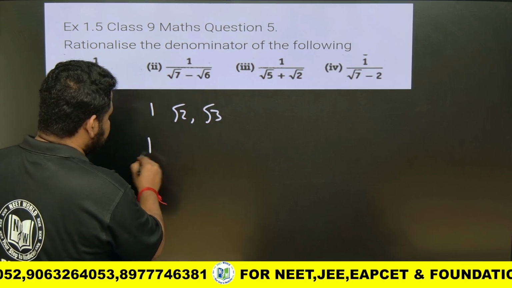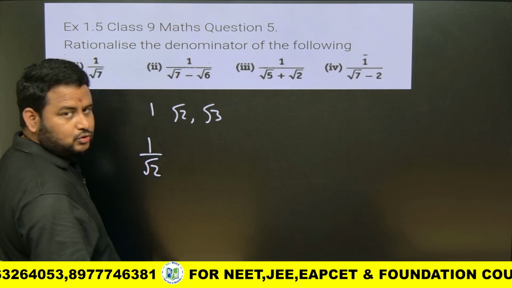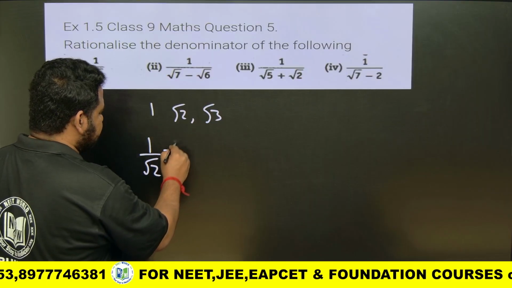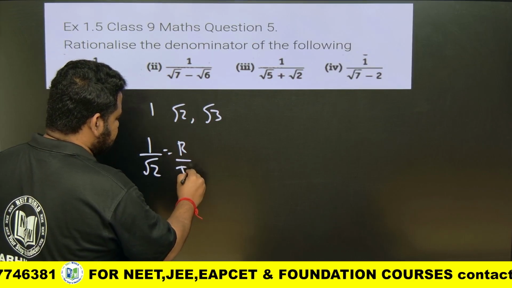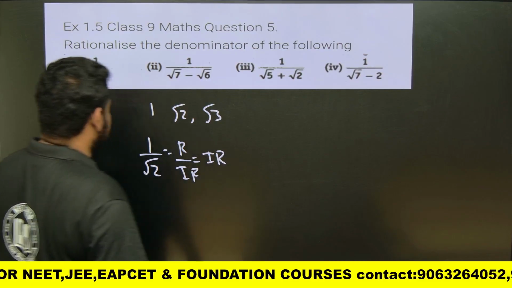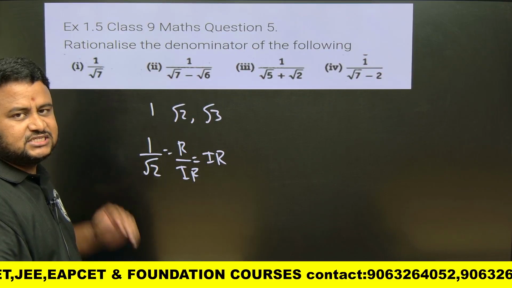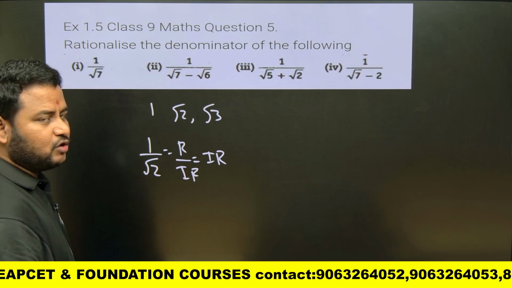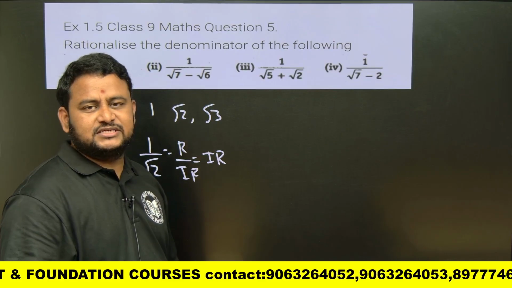Now, what about 1 by root 2? 1 by root 2 is nothing but what? 1 is rational, root 2 is irrational. What value do I get? That will also be irrational. So, I have to rationalize the denominator. To rationalize the denominator, what are the things that I have to follow?